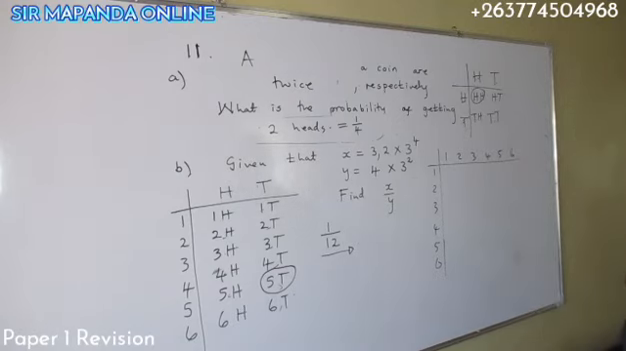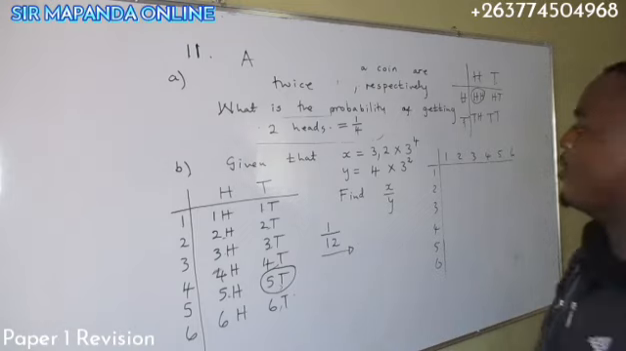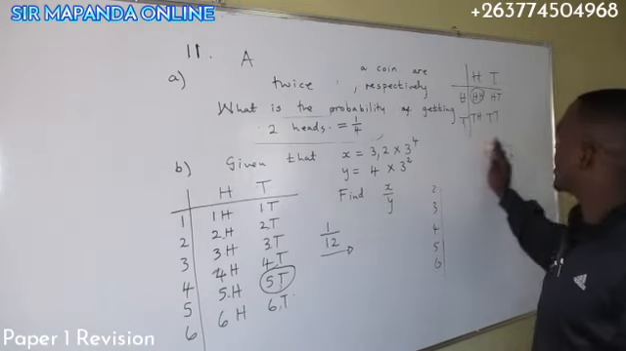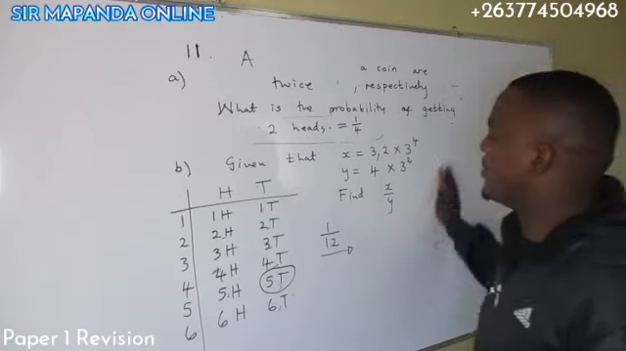So this is the use of what you call an outcome table. I hope you are following, class. Right, let us move on to part B of the question.